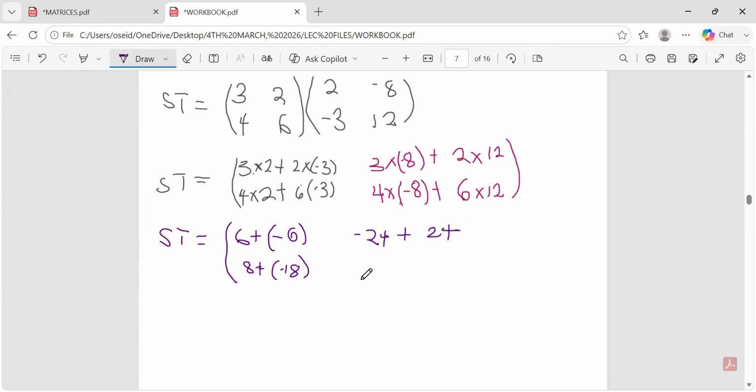Are you seeing what I'm seeing? I'm happy with whatever we are doing here right now. I think you're also happy only if you are following. Math is very interesting. So we are going to get 4 times negative 8. So that's going to give us negative 32 plus 6 times 12. Then 6 times 12 is 72.